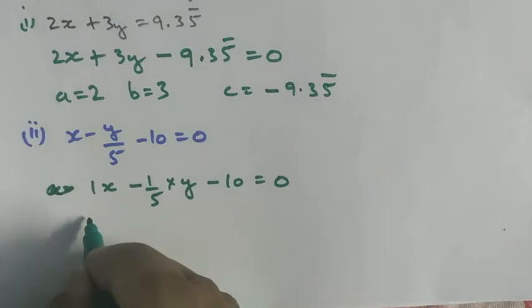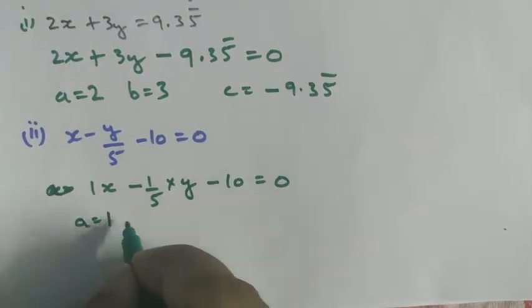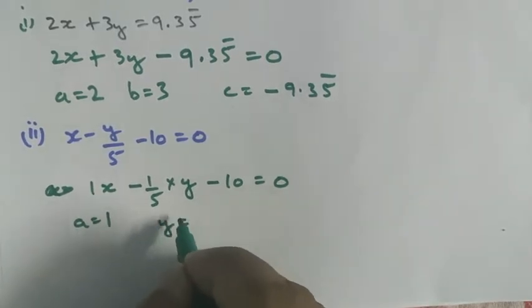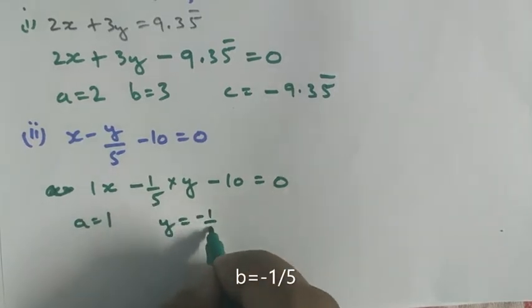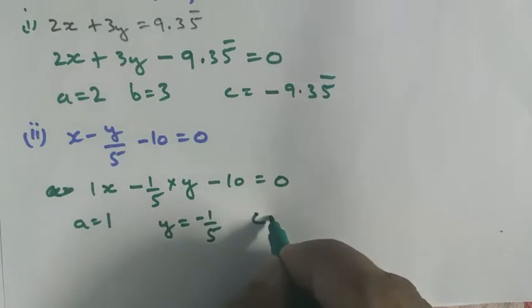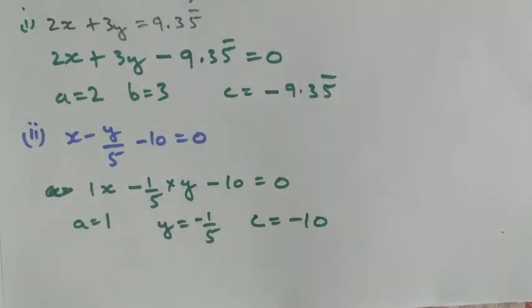So coefficient of x is what? Coefficient of x is plus 1 or simply 1, that is a equals 1. Coefficient of y is what? That is minus 1 upon 5. And the third one, constant c, will be what? Minus 10. Hope this is clear.